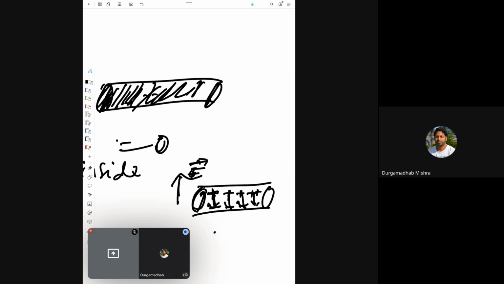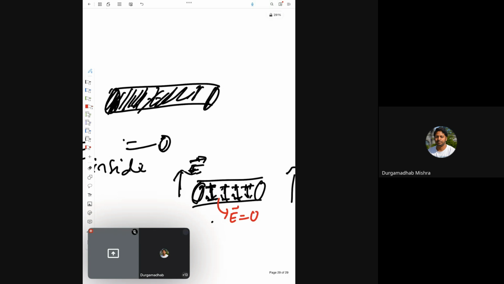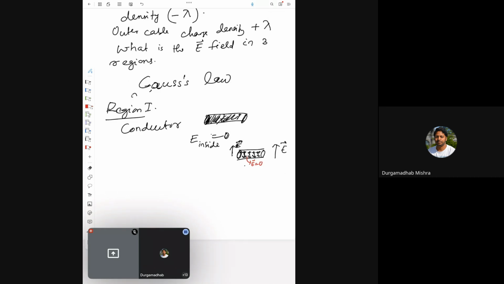That's why the electric field within the conductor, so this E, will be always 0. Okay. It makes life simpler in region 1. So when we talk about region 1, because it is a conductor, the electric field inside will be 0. So now what about region 2? Like what I was discussing, region 2 is in between the inner cable and the outer cable.